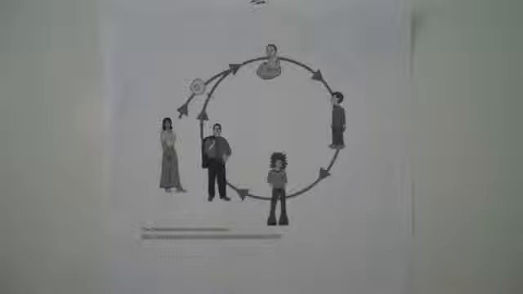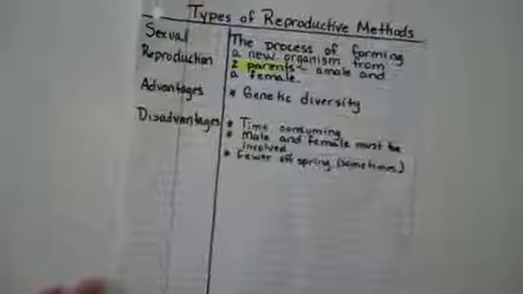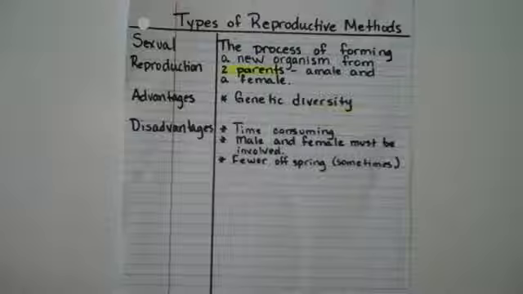The advantages of sexual reproduction are that it produces offspring that are genetically different from their parents. Genetic diversity makes a species more resilient to adverse conditions. The disadvantages are that it's more time-consuming, and it requires a male and a female organism to meet, and sometimes there are fewer offspring. There's another problem. Can you think of what it is?